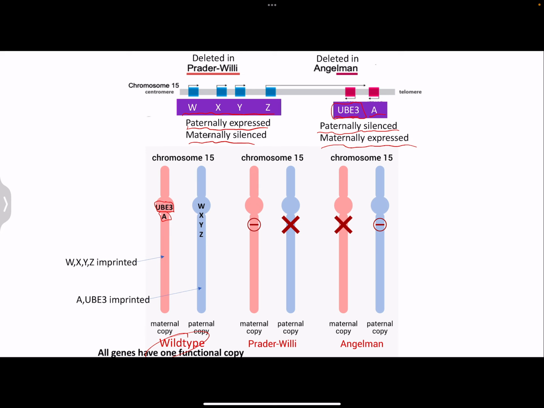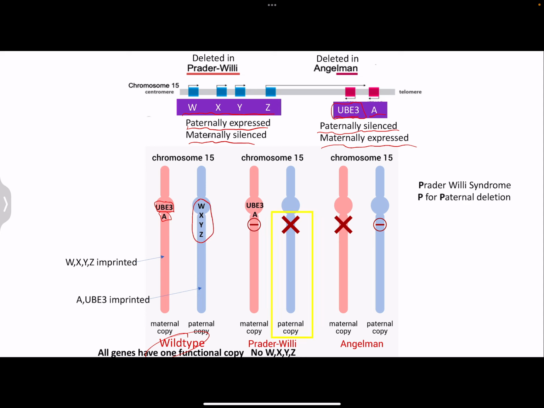If we look at the Prader-Willi syndrome over here, the mom chromosome is fine. UBE3A is there, and that's normal. But on the paternal chromosome, there's been a deletion. And if there's been a deletion, then we do not get the W, X, Y, and Z. Because remember, it's typically dad's job to bring W, X, Y, Z to the table, but we've had a deletion there.